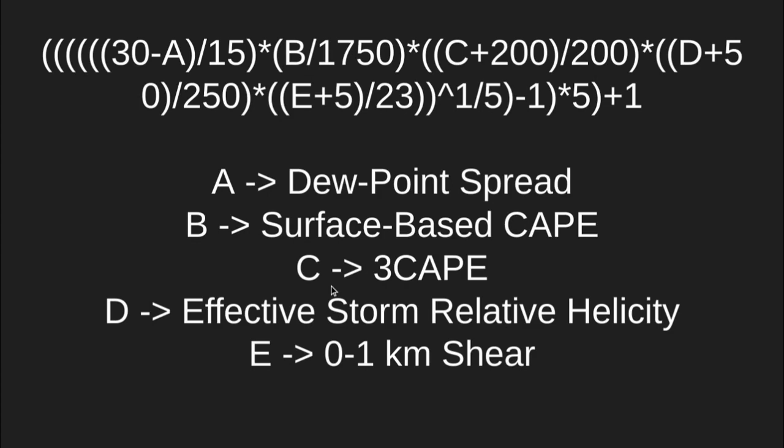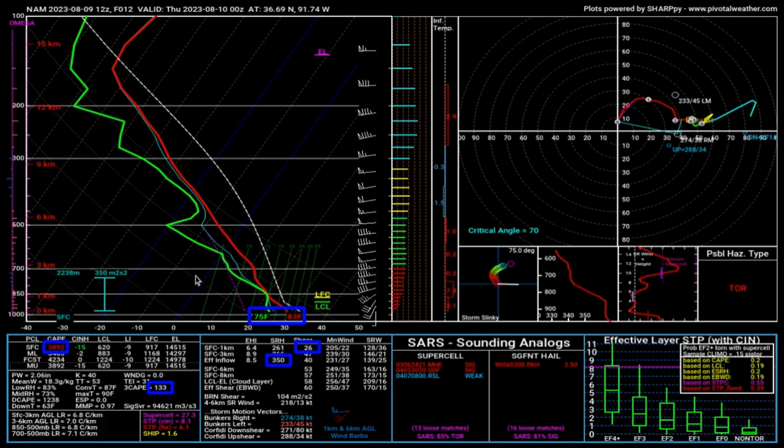I can find out what these variables are in a given location from a weather sounding. So this is a weather sounding where we can see the dew point spread, which is the red number minus the green number, the surface-based CAPE, the 3 CAPE, the effective inflow storm relative velocity, and the 0 to 1 kilometer shear. Now that I've given you a basic idea of how it works, we can test it in a few examples from the past.